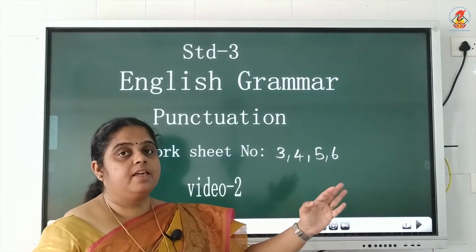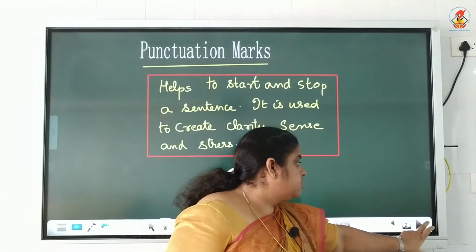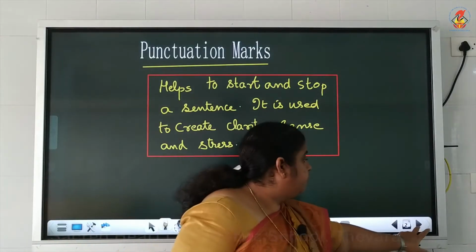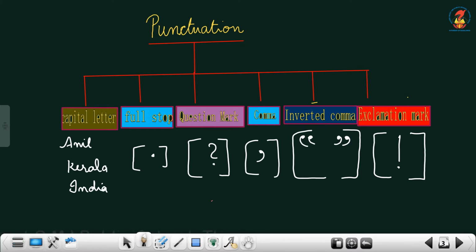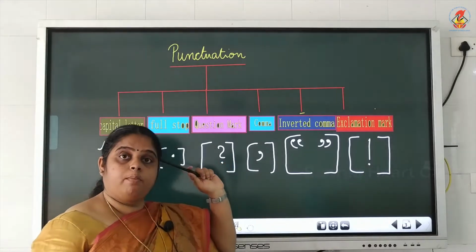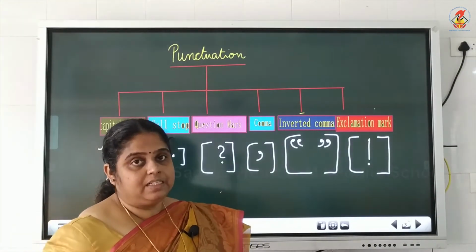Okay, so 1, 2 and 3, half of the worksheet, third worksheet half over. We will have a short revision of the different punctuation marks. Which were the punctuation marks we studied? Capital letters, full stop, question mark, comma, inverted comma and exclamation marks. These are the different punctuation marks. And in the last class we discussed capital letters, full stops, question mark and commas. The rest, inverted comma and exclamation mark, we will discuss now.